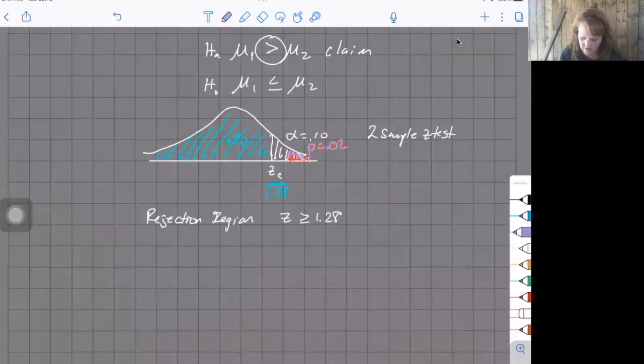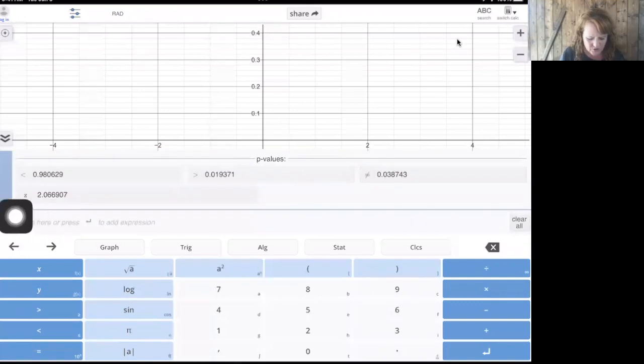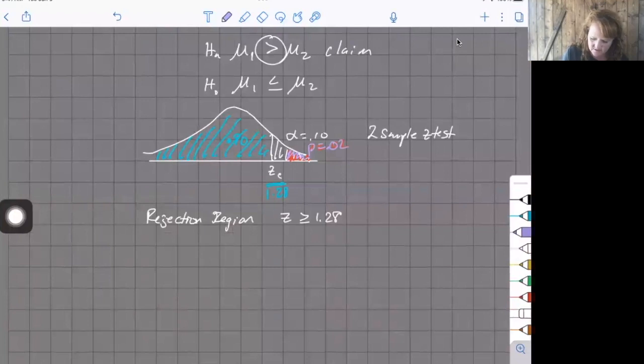If you want, if you're doing rejection region method, you can look at your z-score. Your z-score is 2.07. And that is clearly way up here, 2.07. That is higher up than 1.28. So either way you look at this, we are going to reject H naught. Again, we don't assume the claim is right or wrong. We assume H naught is true. And then we either reject or fail to reject that.